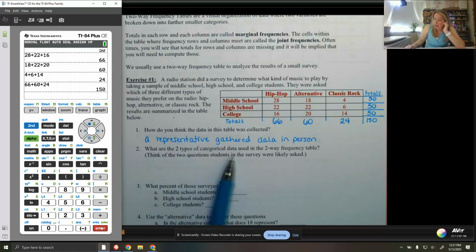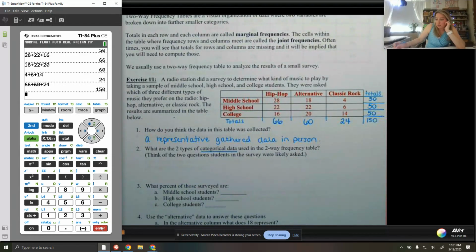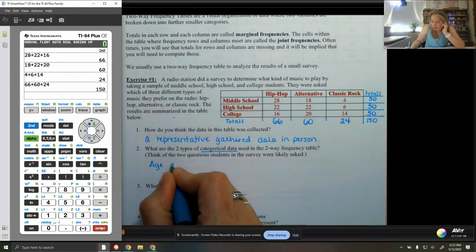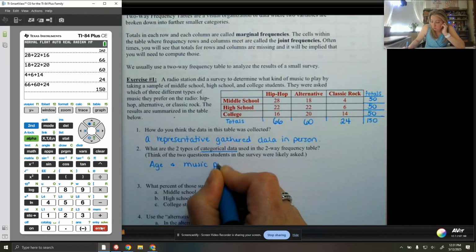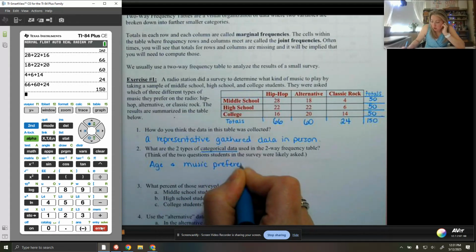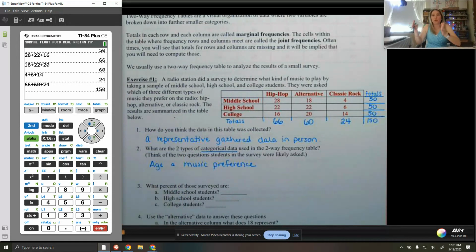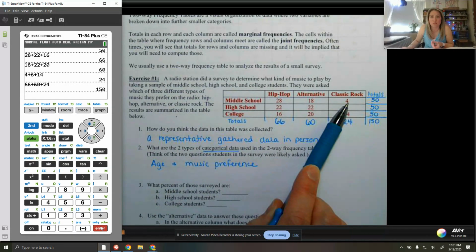What are the two types of categorical data? The main two types of data are age and music preference. As we know, middle school, high school, and college have age ranges, but the general idea is ages, looking at these music numbers.